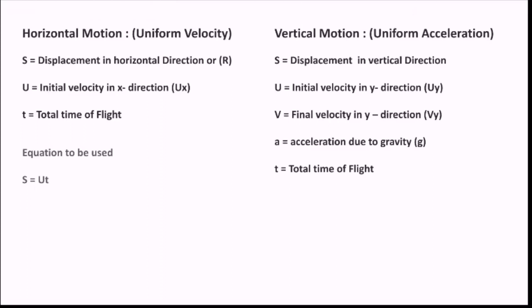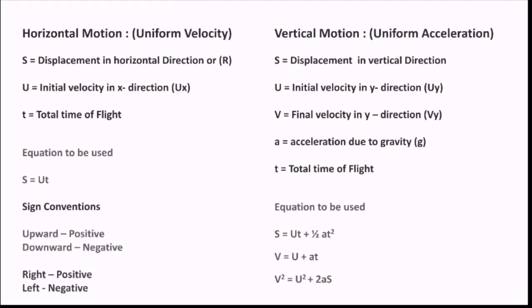To analyze the vertical motion, we will have to use 3 equations of motion which we have already studied, which are S is equal to ut plus half at square, V is equal to u plus at, and V square is equal to u square plus 2as. The sign convention which we will follow in this course will be upward positive, downward negative, right side positive and left side negative.